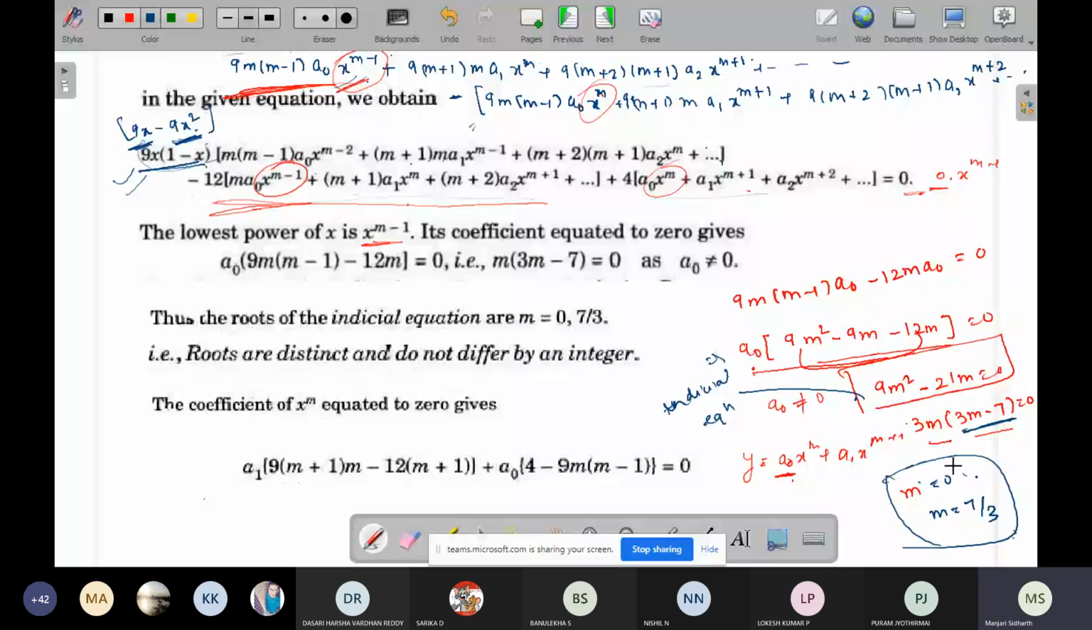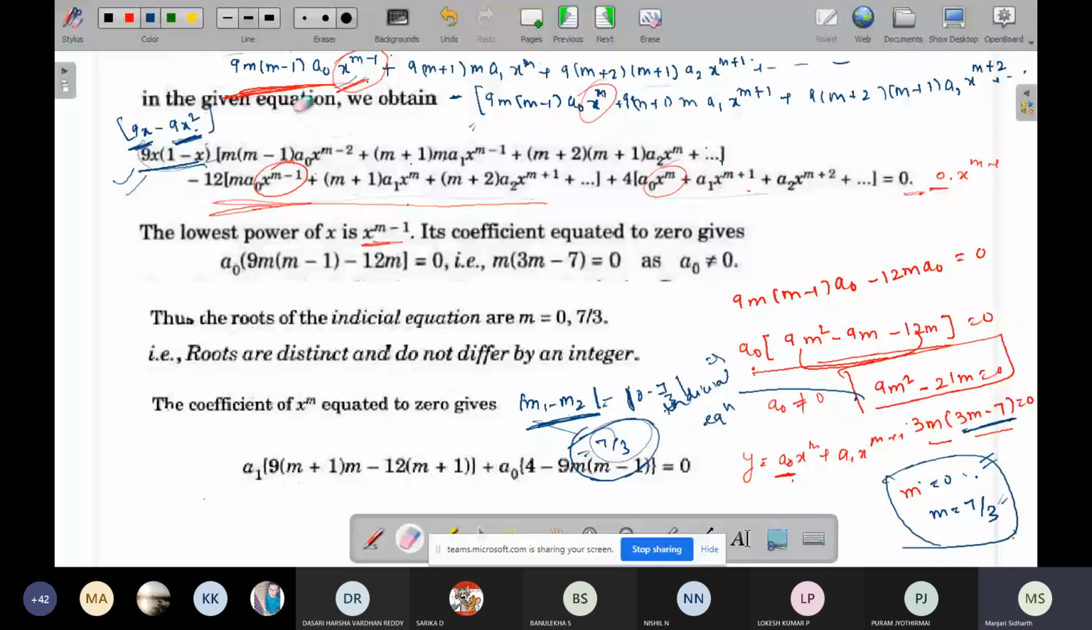So that means first case, when the roots of the initial equation are distinct and their difference, means absolute value of m1 minus m2. When we are talking about difference, we'll always see the absolute value, not the negative of that. So absolute value means mod of m1 minus m2. You can take 0 minus 7 by 3, that means 7 by 3 only. So first case, when the roots of the initial equation are distinct and their difference is not an integer. So it is not an integer, right? It's a rational number of the form 7 by 3.